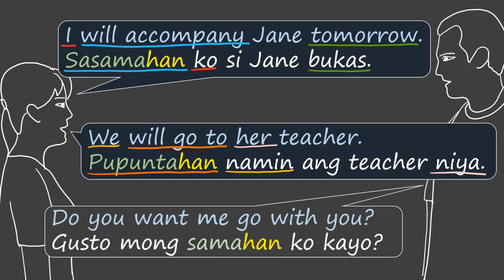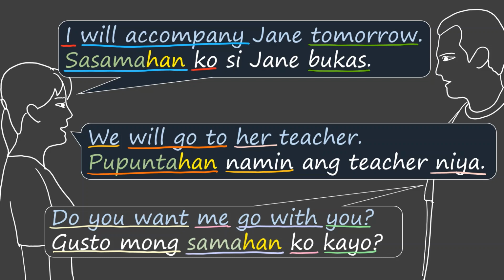Do you want me to go with you? Gusto mong samahan ko kayo? Do you want, gusto mong, me, ko? Again, this is not a one-to-one translation because ko is my. But in this sentence, the action to go with belongs to the person talking. So we use ko or my. Go with, samahan. You, the plural form, kayo.